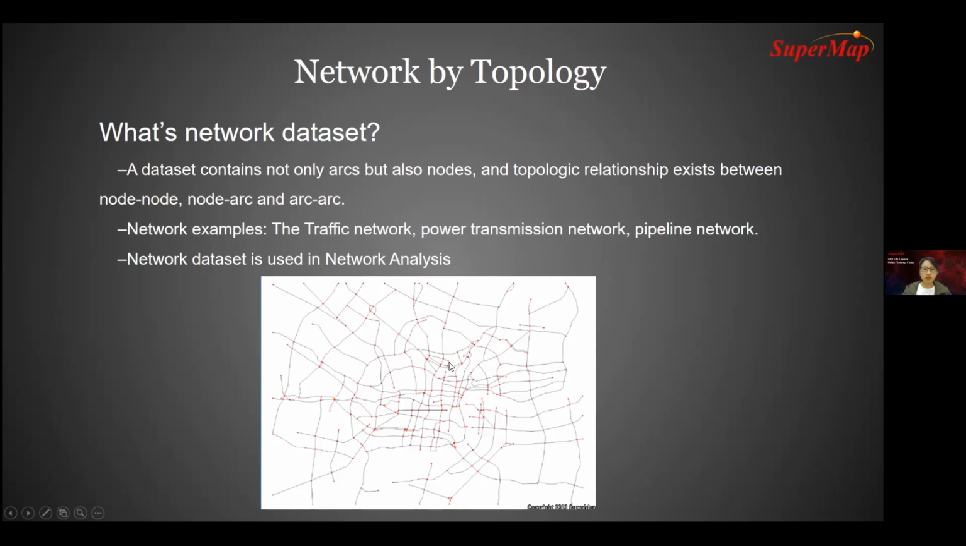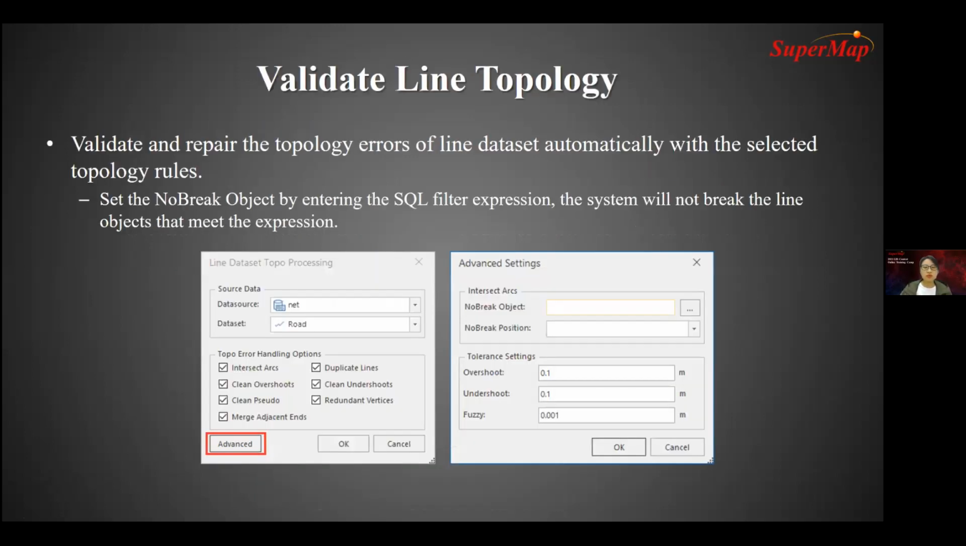So when we create the network datasets, we can get a group of arcs and nodes which have the topology relationship. So that's why it is important to check the topology before we create the network datasets. Also, that is why it is important for the network analysis.